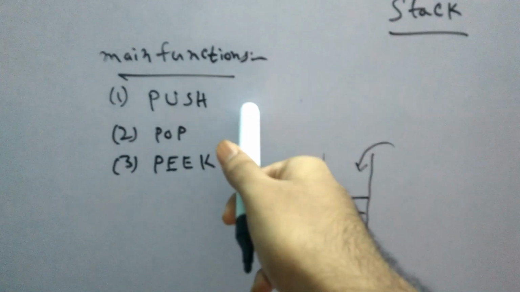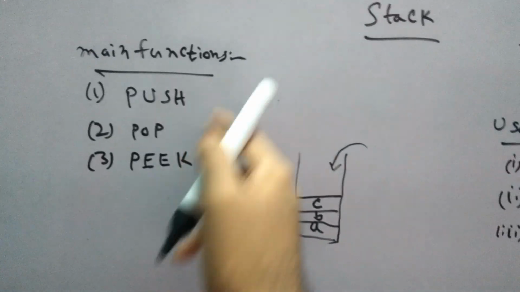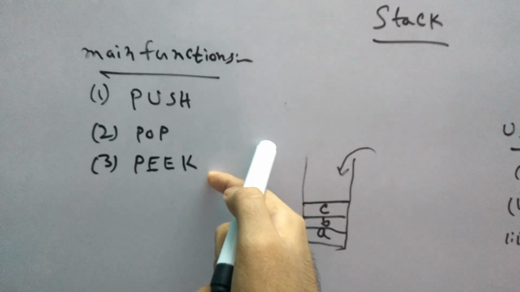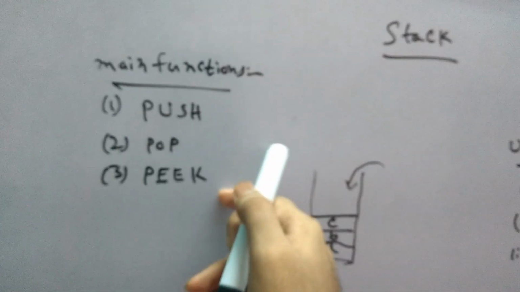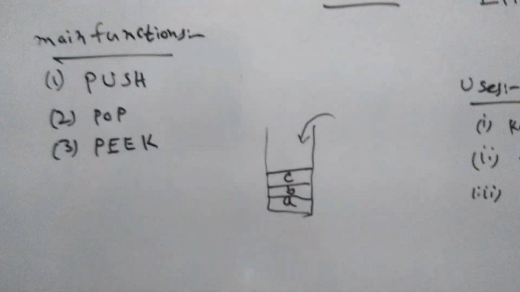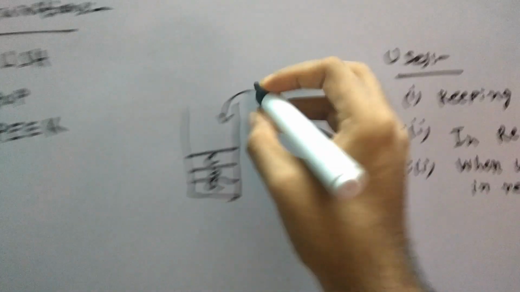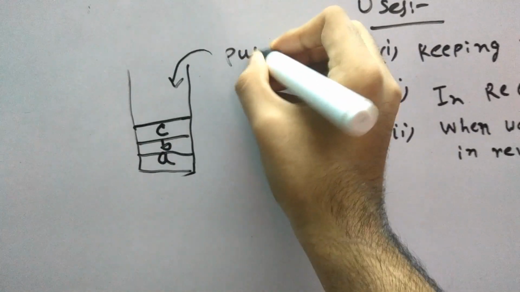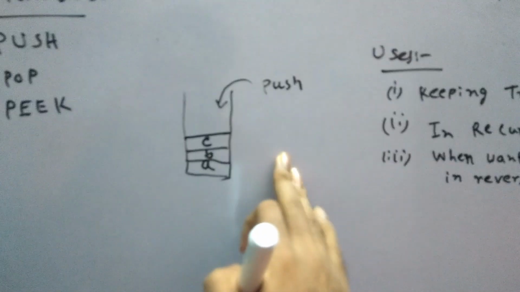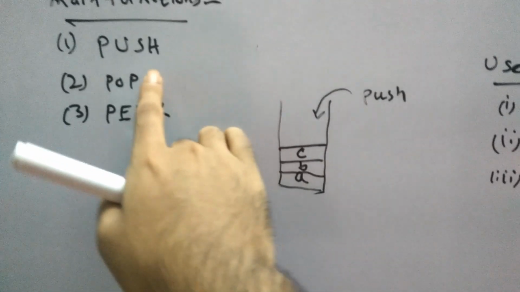So what are the main functions we will perform on a stack? One is push, one is pop, and another is peek. These are the three essential functions which we are going to perform on a stack. Whenever we have to remove one element from the stack, that operation is called pop.